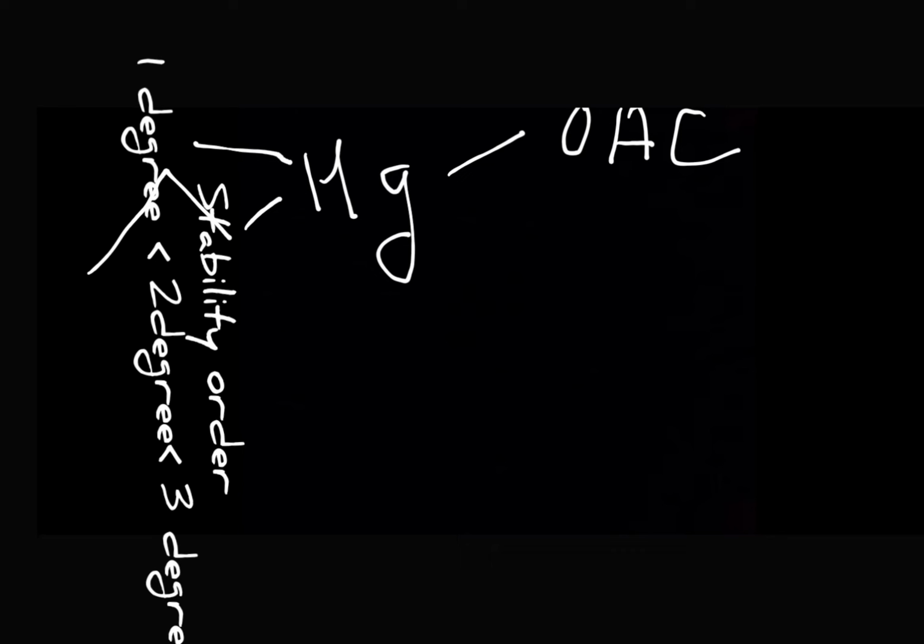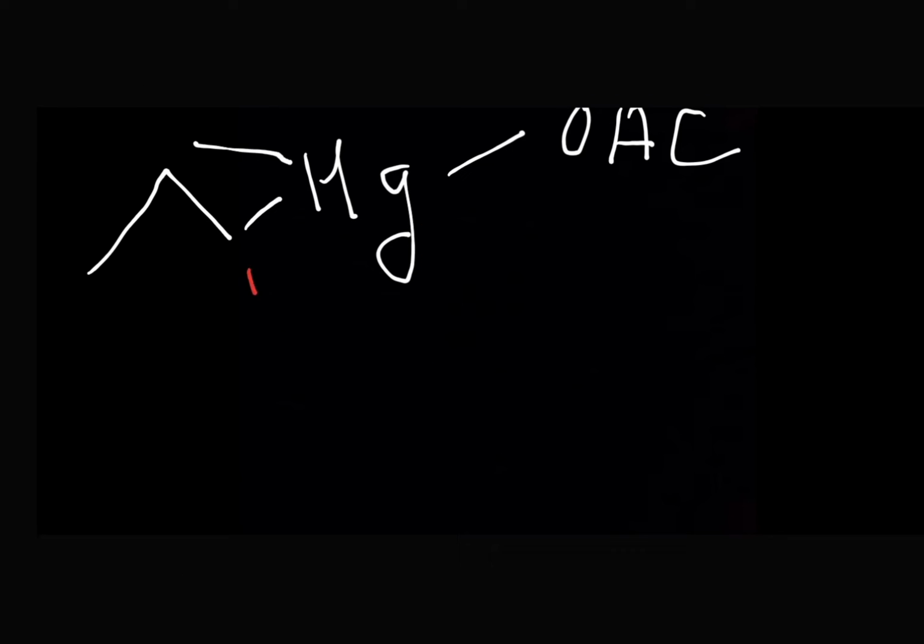Also, primary carbocations are quite unstable and they cannot hold on to the charge. So even though these are both partially positive, this one will be more partially positive, because the carbocation couldn't hold the charge on that molecule. This one is going to be more partially positive than that one.